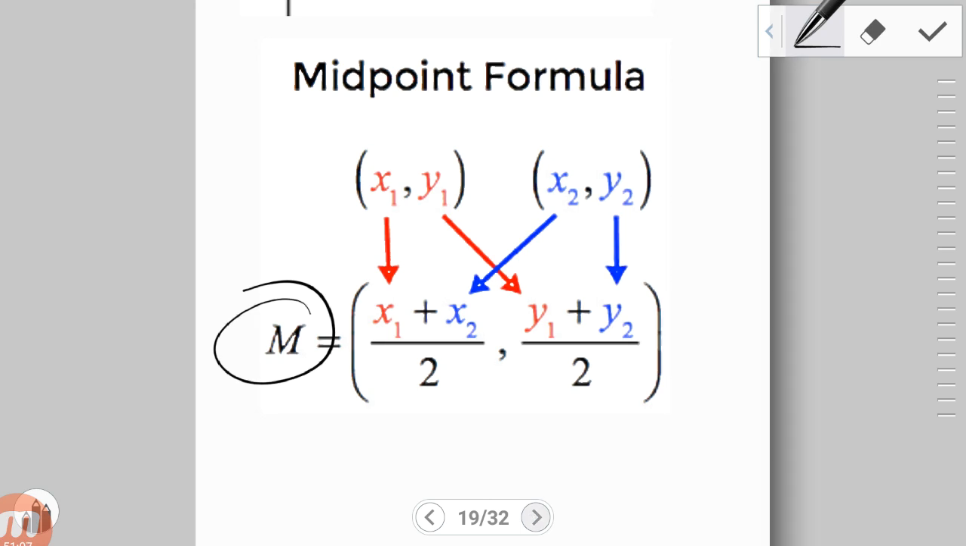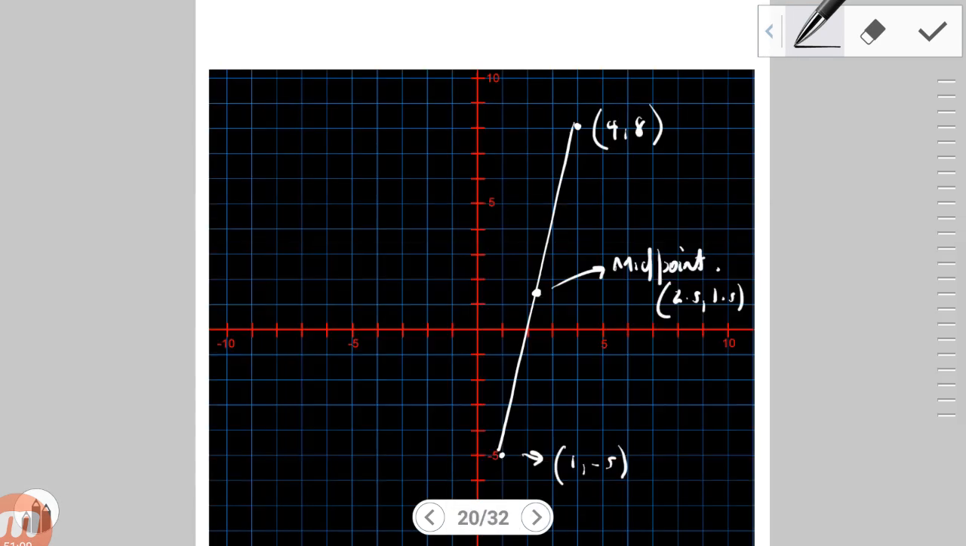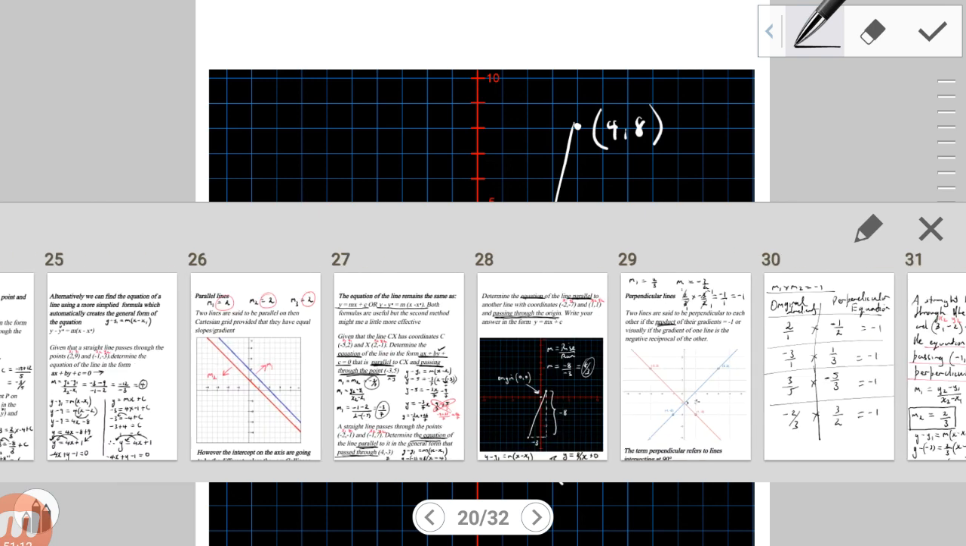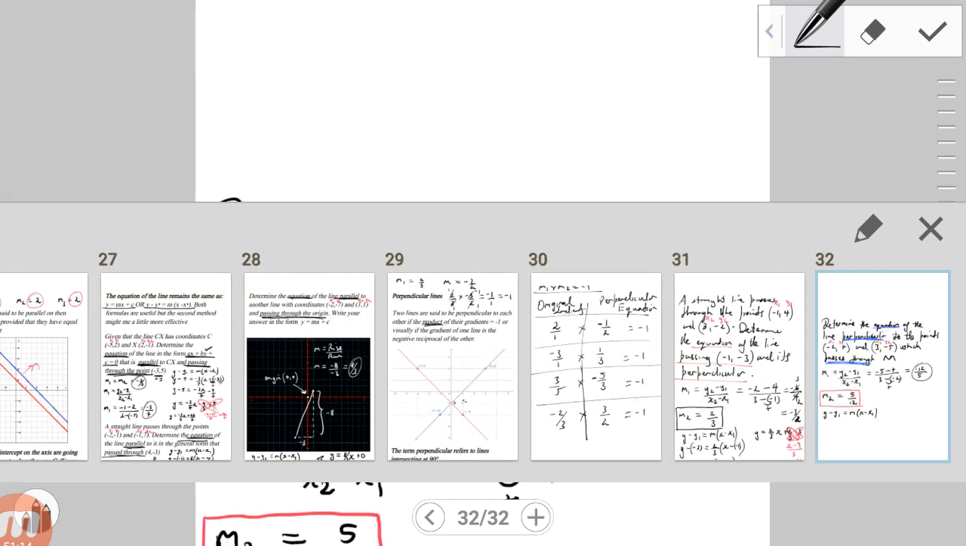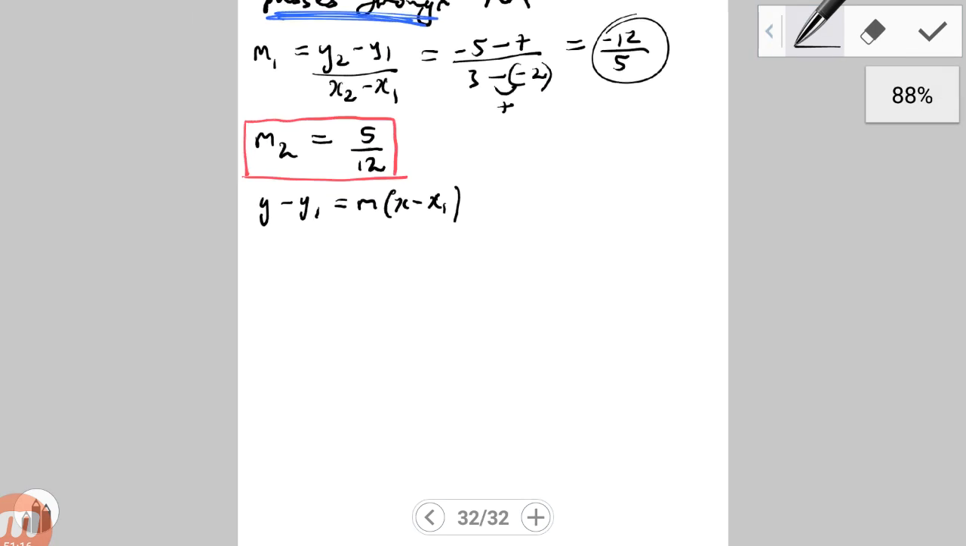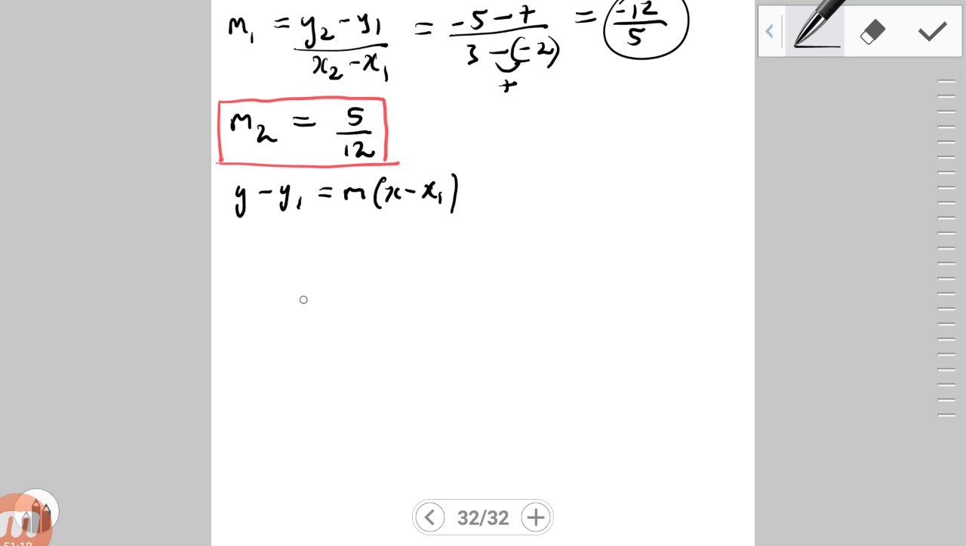So this particular question, although very vague, requires us to do a lot of work, right? This means that we're going to have to find M before we can actually work out this part here. So this big M is actually equal to (x1 plus x2) over 2, comma, (y1 plus y2) over 2. That's when they're telling you that it's passing through the midpoint. All right, so let's work out M.